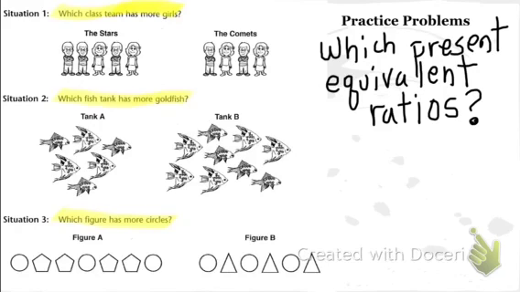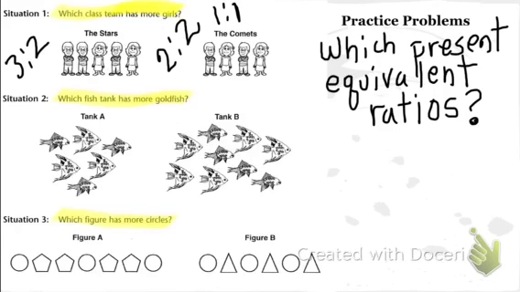Okay, so if we look in terms of ratios, boys to girls, on the stars here we have 3 boys to 2 girls. And in the comets, we have 2 boys to 2 girls, or an actual 1-to-1 ratio, right there.